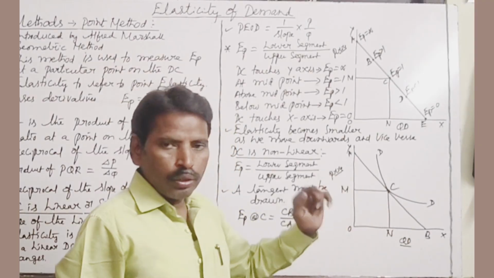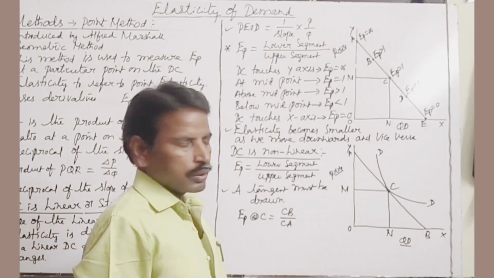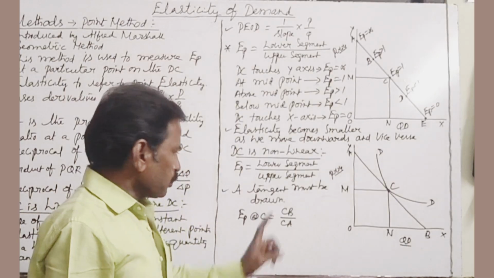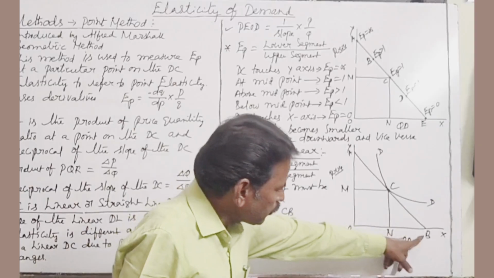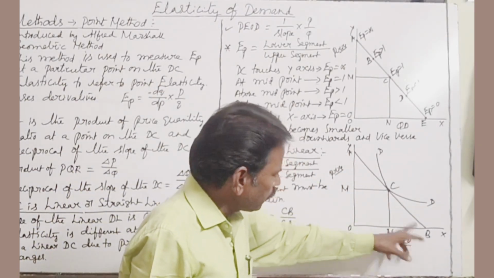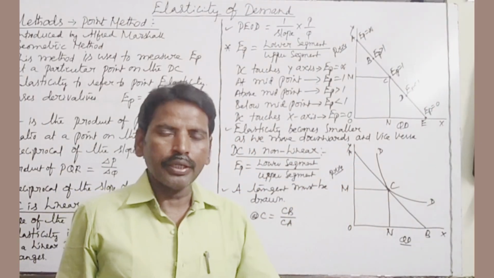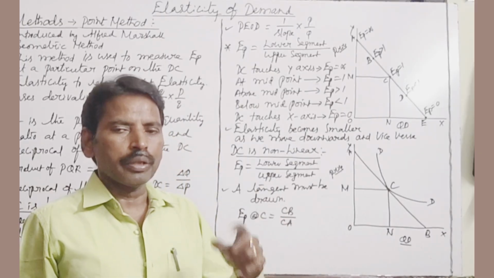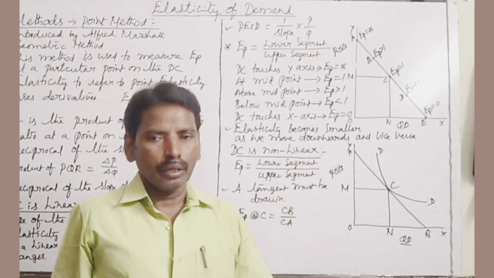Then, if you want to measure price elasticity of demand at point C, draw the demand curve DD through point C. The price elasticity at point C is equal to lower segment by upper segment, CB by CA: lower segment CB, upper segment CA. So whether the demand curve is linear or non-linear, the formula is the same: EP is equal to lower segment by upper segment.